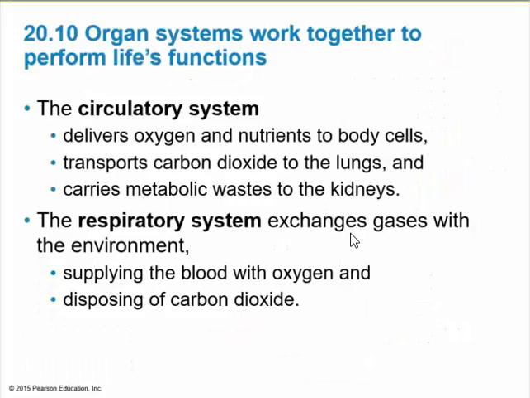All right, circulatory system, main responsibility, deliver oxygen and nutrients to cells, transport carbon dioxide to the lungs, and waste products to the kidneys. Simple as that. Respiratory system, exchange gases with the environment. It supplies oxygen to the blood and gets rid of the carbon dioxide the blood picks up.